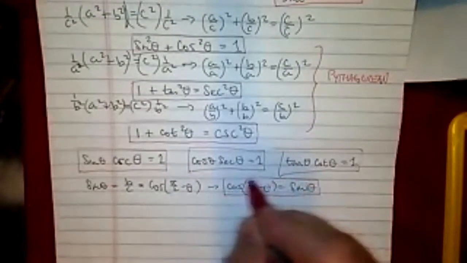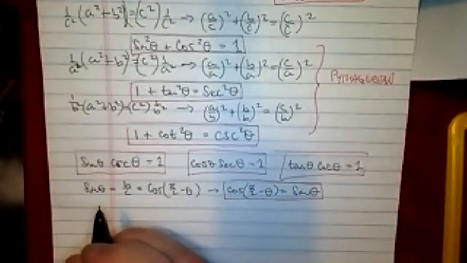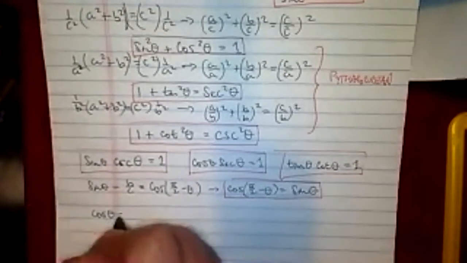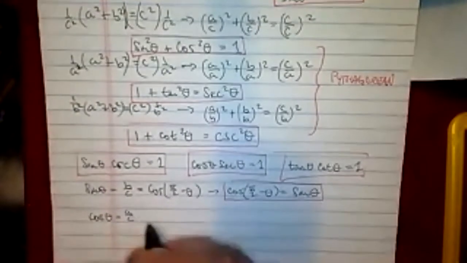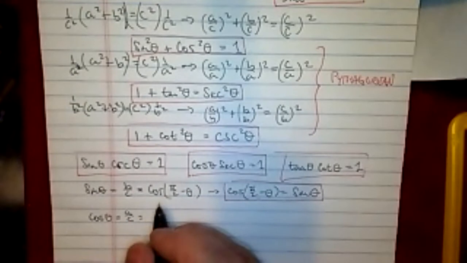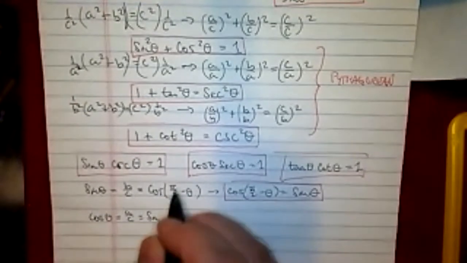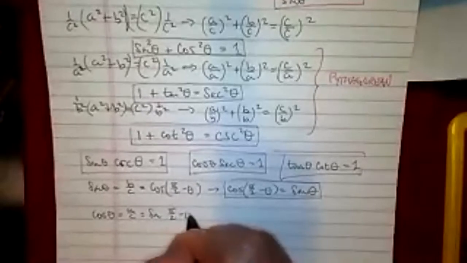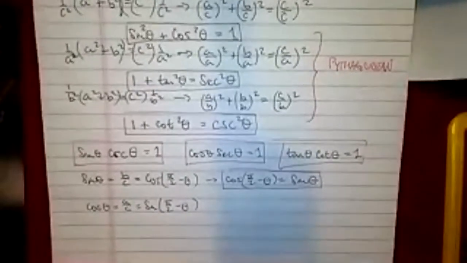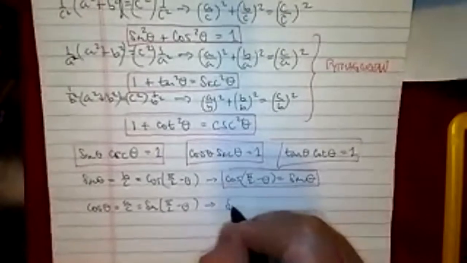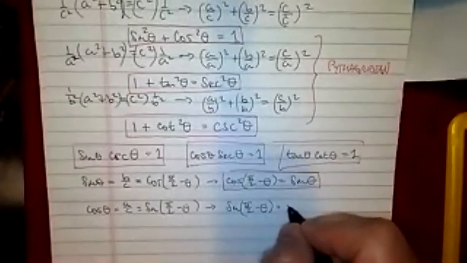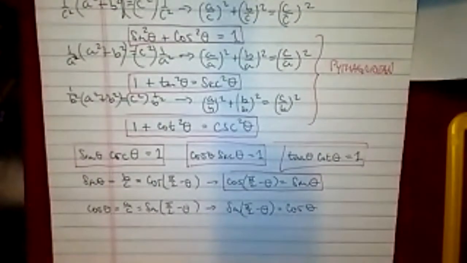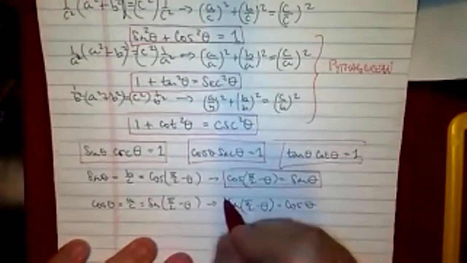We can also do that again with another trig function. In this case, we can take the cosine of theta. That's equal to the adjacent over the hypotenuse, so that's A over C. But lo and behold, that's also equal to the sine of the coangle, which is pi over 2 minus theta. So from that, we get the sine of pi over 2 minus theta is equal to cosine theta. That's another identity that's helpful.